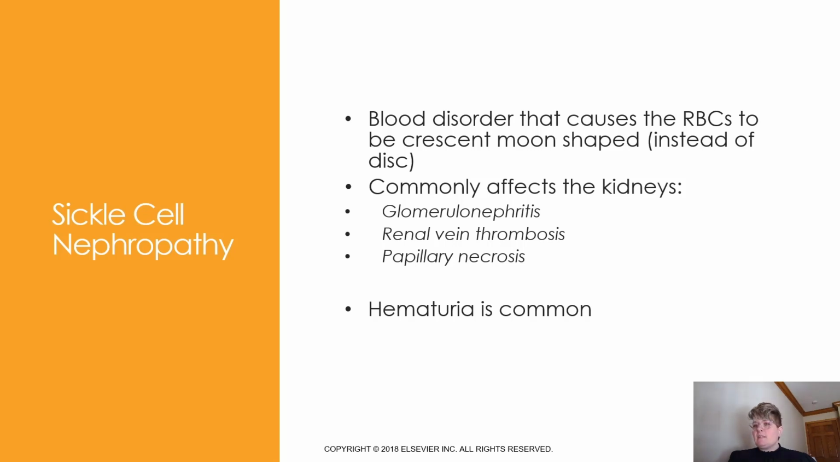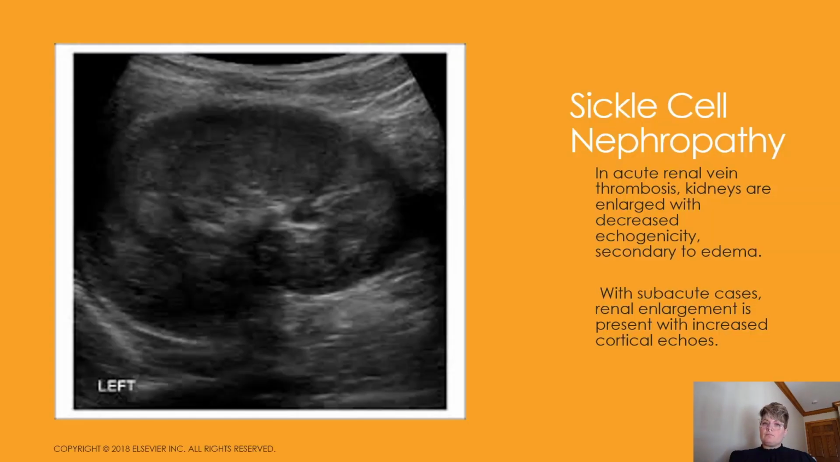Some of the ways that we see sickle cell nephropathy affect the kidneys are glomerulonephritis, renal vein thrombosis, and papillary necrosis. And we'll talk about all these except for the renal vein thrombosis, which is kind of self-evident: thrombus within the vein. Blood in the urine is very common with sickle cell. All right, so now we've got another disease that sticks out in a different way.